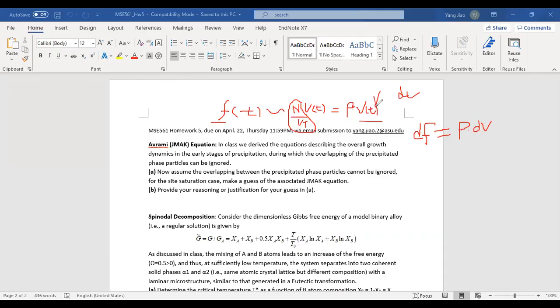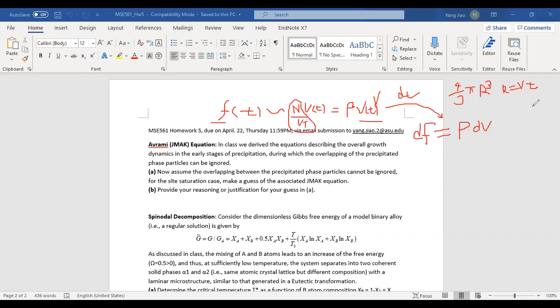Now we want to move one step forward. We find a differential form of this equation. So now what is dv? Well, if we have spheres, v is 4 over 3 pi r cubed, right? But what is r? r is the growth velocity times t, right? So it's very straightforward to write down. If you do not like dv, you can easily plug in dv in terms of time. So you have df as a function of time.